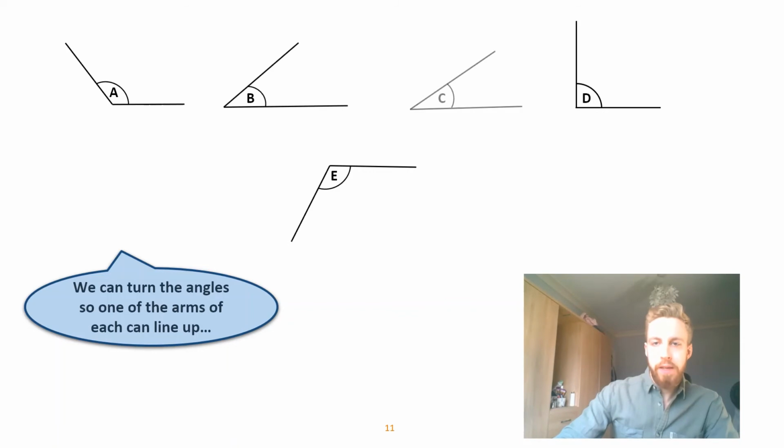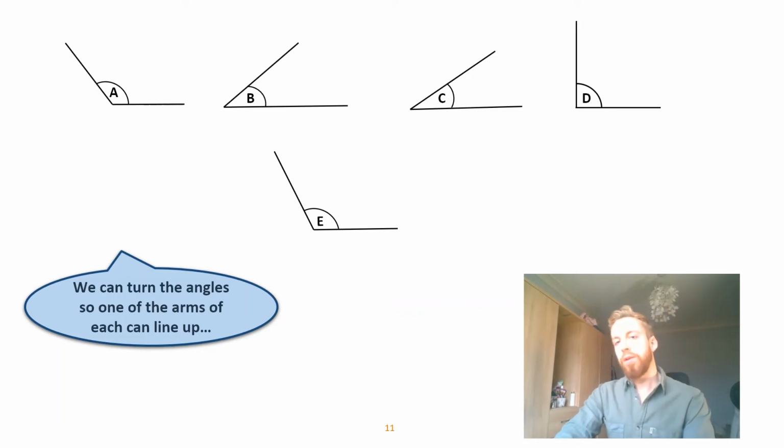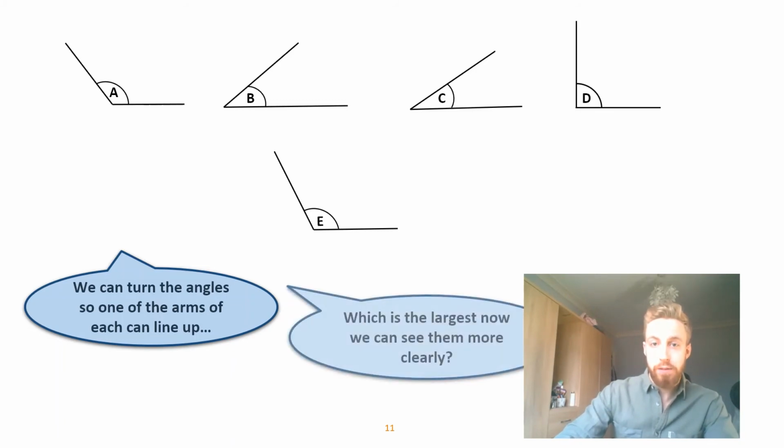So there's A, B, C, D, and E. Now what we've done, if you look, is put the bottom line of one of those two lines flat. We could have really chosen either line as long as we levelled them up. We put one of those lines flat so that we can measure the size of those angles. Now that we've levelled them up nice and flat, we can see them more clearly, and you need to decide which of those is the biggest and which of those is the smallest. I'm going to give you a few seconds to have a think about that.